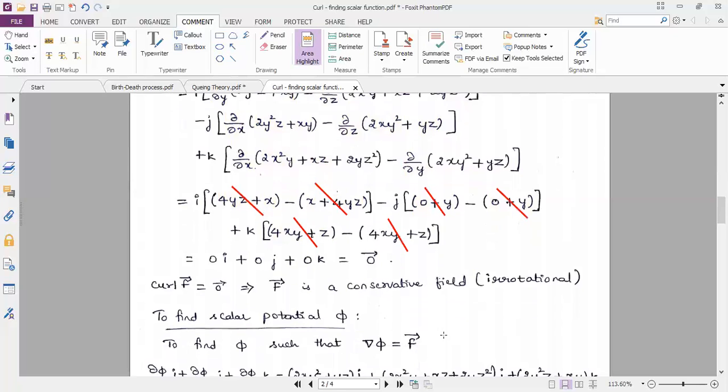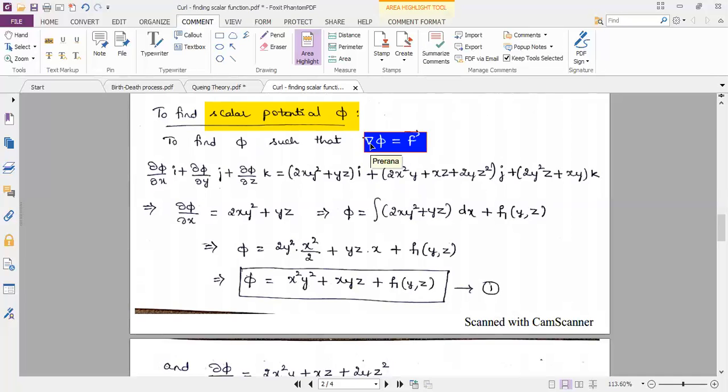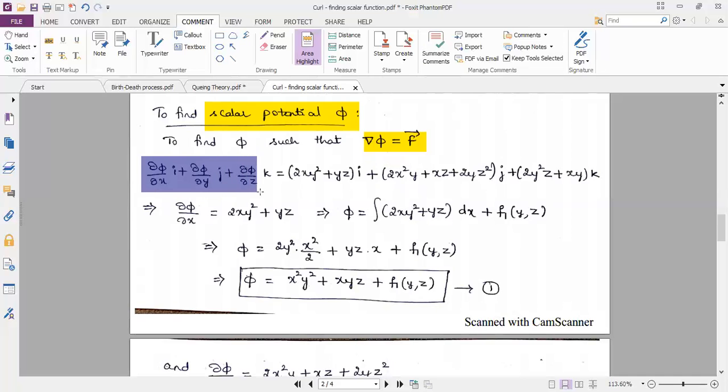Now let's find out the scalar potential phi, such that grad phi is equal to vector f. This is the condition used to find the scalar potential phi. On the left hand side is the definition of grad phi, which is given by dou phi by dou x i plus dou phi by dou y j plus dou phi by dou z k is equal to vector f. The given vector f is substituted on the right hand side.